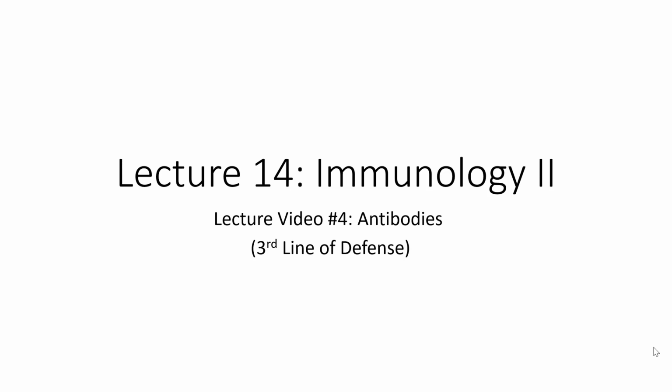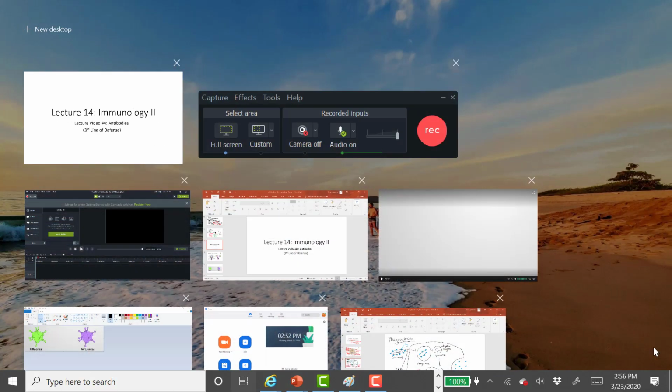Hey biology students, in this video we're going to cover antibodies, which is a part of the third line of defense. Recall what cells secrete antibodies. That's right, plasma cells. And plasma cells are a type of B lymphocyte. Let's watch this quick animation to review the process of the humoral response when antibodies are secreted.